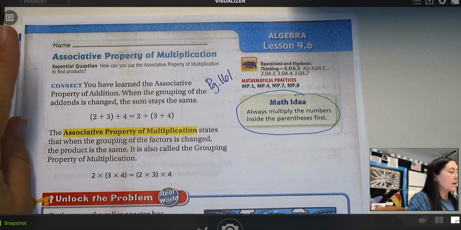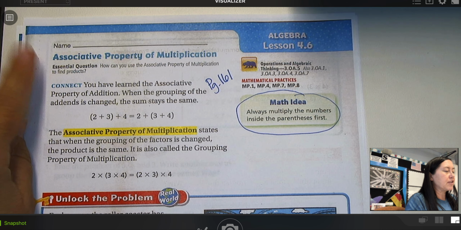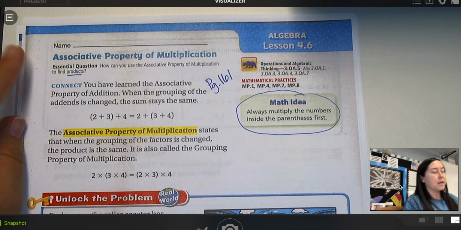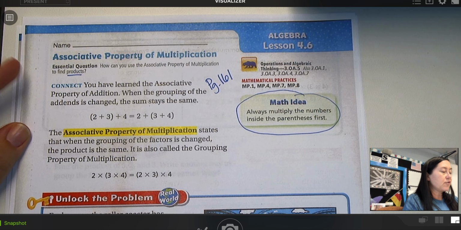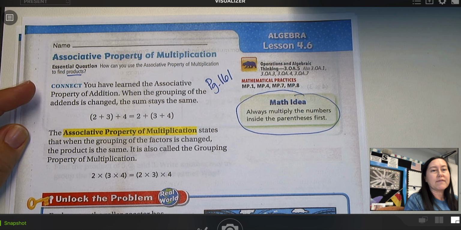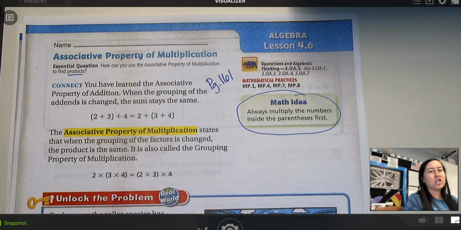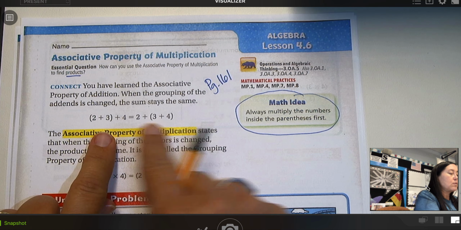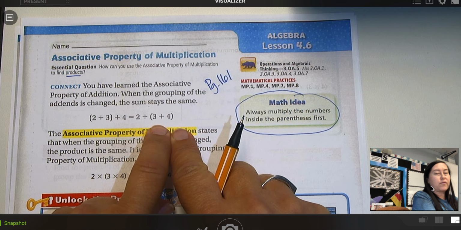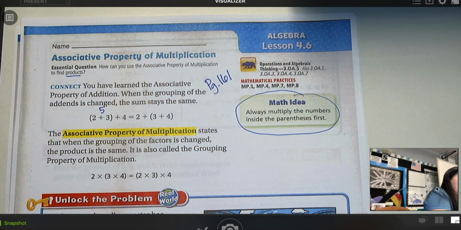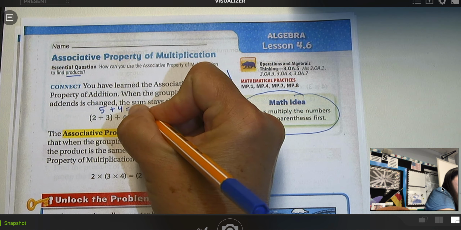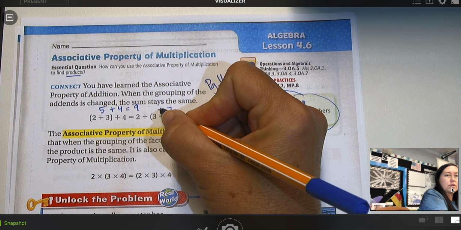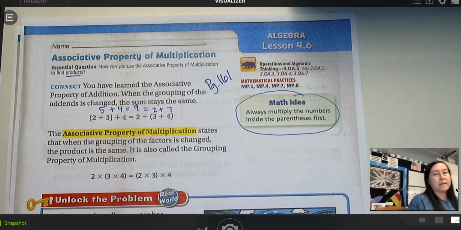Okay, so our essential question: how can you use the associative property of multiplication to find products? Remember, products are just the answers to a multiplication problem. Connect. You have learned the associative property of addition. When the grouping of the addends, or the numbers you're adding together, is changed, the sum stays the same. So 2 plus 3 plus 4 equals the same thing as 2 plus 3 plus 4, right? 2 plus 3 is 5, and add 4 more, that equals 9. And 3 plus 4 is 7, plus this 2, that also equals 9.